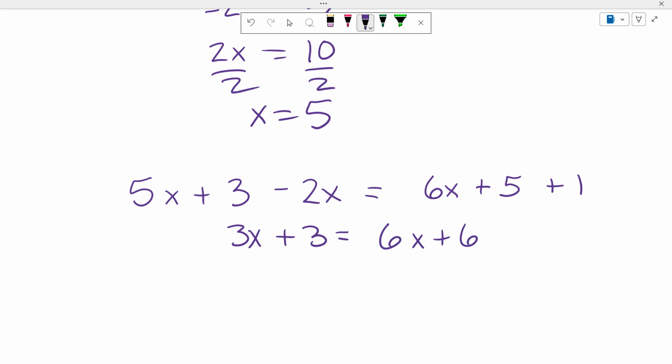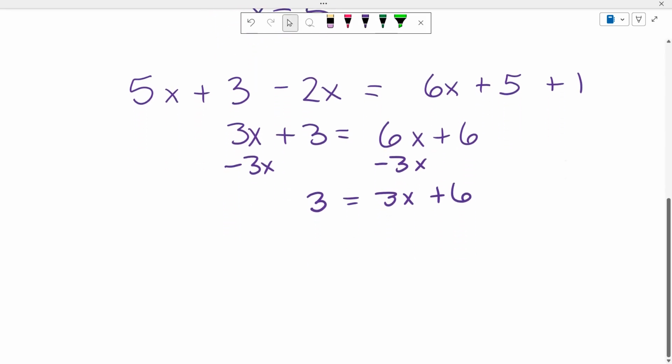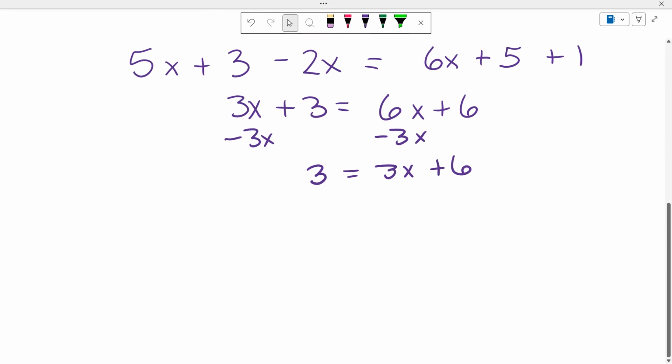Okay, so we combine like terms. Now we have variables on both sides. Which one do we move? 3x. How do you move 3x, David? You subtract 3x from each side. So 3 equals 3x plus 6. Subtract 6.